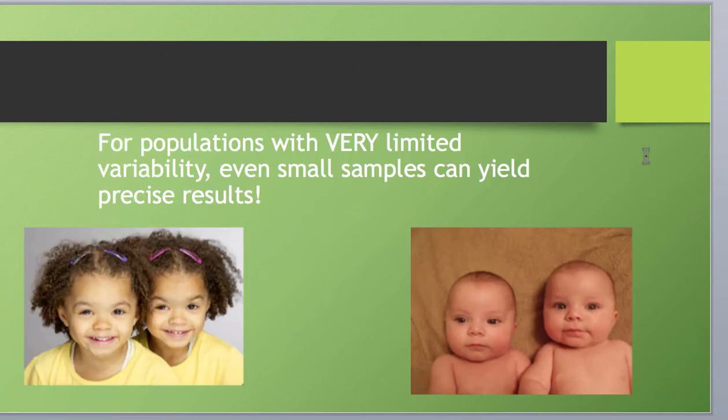If an anthropologist discovers a lost group of identical twins, 1,000 of them, really there's not going to be much variation if they were raised as identical. So if they were actually raised in the same home, not adopted or anything like that, then studying a sample of 1 out of 1,000 should yield precise results. So populations with very limited variability, even small samples, can yield precise results.